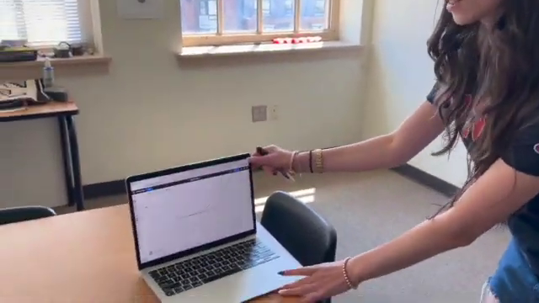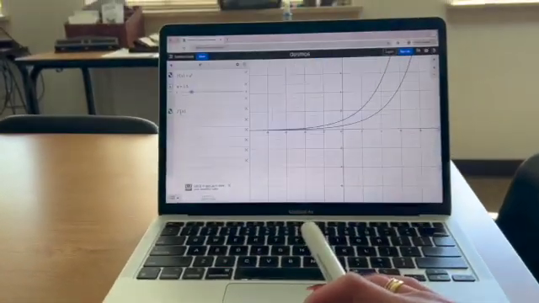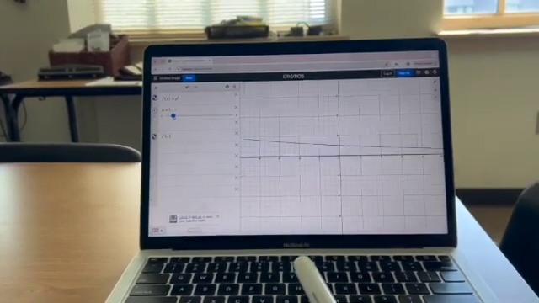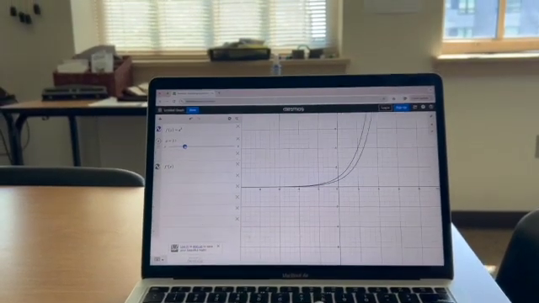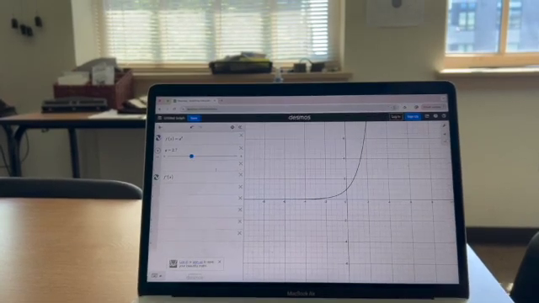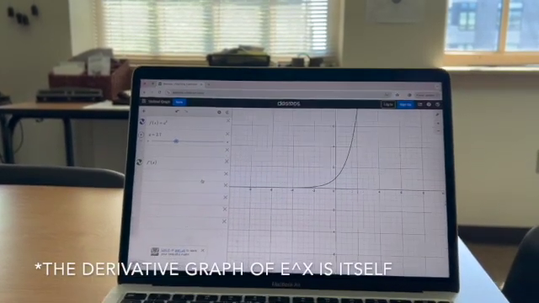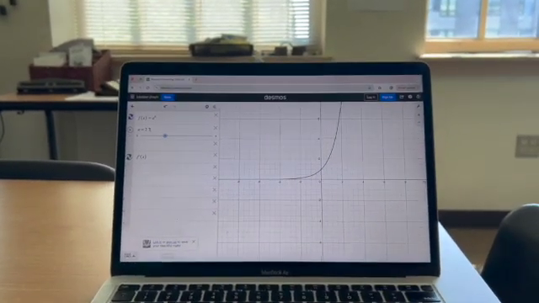Here we can see on Desmos, we have function a to the x and function f prime of x. We have the slider too, and it moves back and forth, but when it hits 2.7, the graphs perfectly align. And that is why the graph of e to the x is itself, because e's numerical value is 2.7.